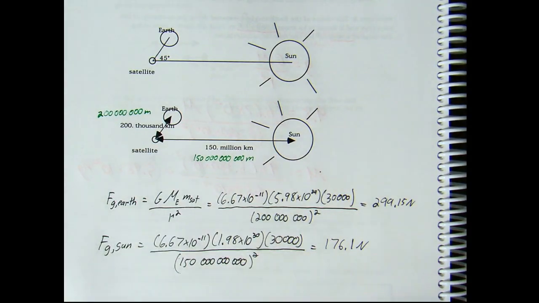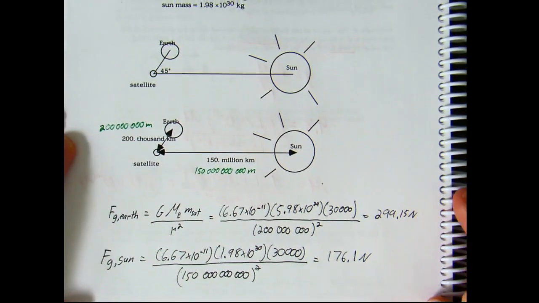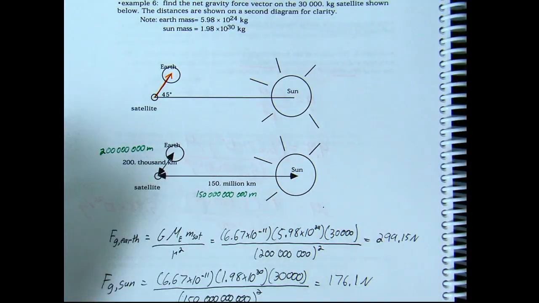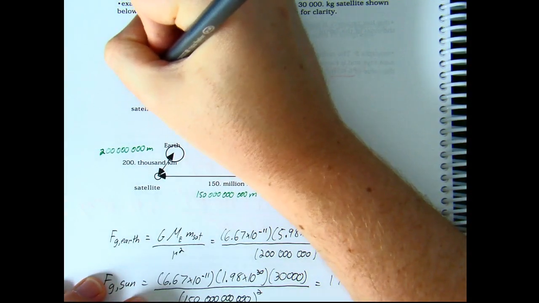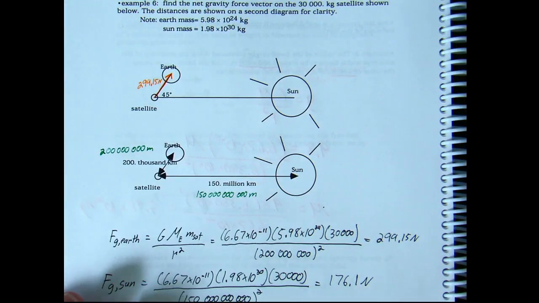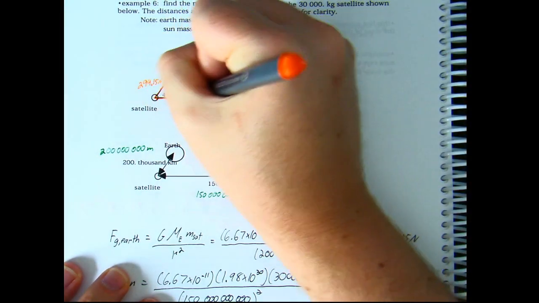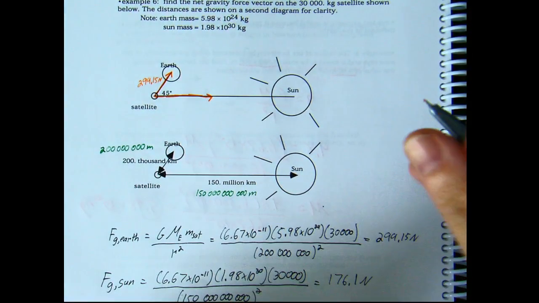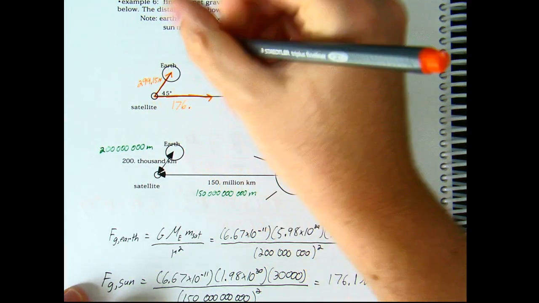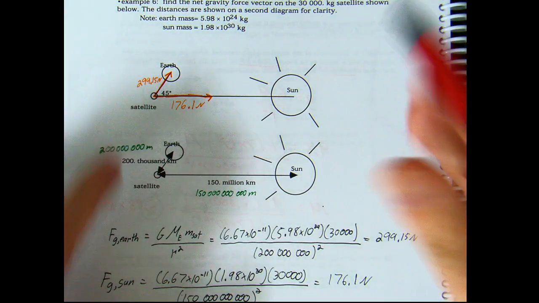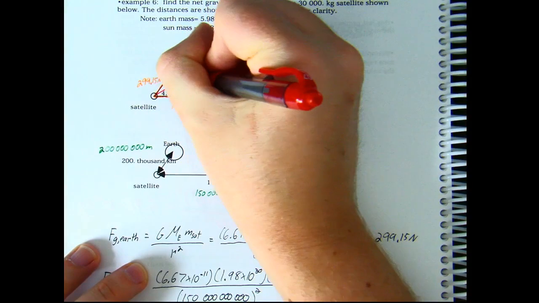So now what we're going to do is figure out what the net force is, and we're going to figure out the net force by adding vectors. So we know that the force of gravity is going this way towards the center of our planet, and that's going to be 299.15 newtons. And this guy has a force of gravity this way. I just made it bigger, I shouldn't have. I should have made it smaller because it is smaller, but just to exaggerate it here, 176.1 newtons, which means that when I add these two together, it is going to end up going that way somewhere.